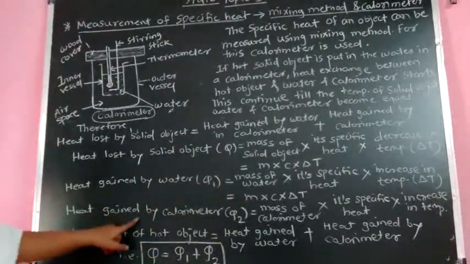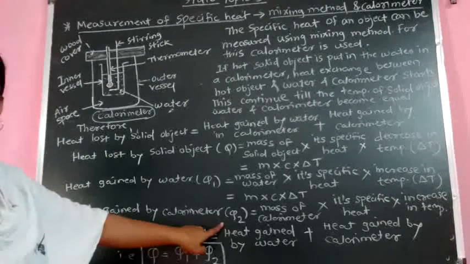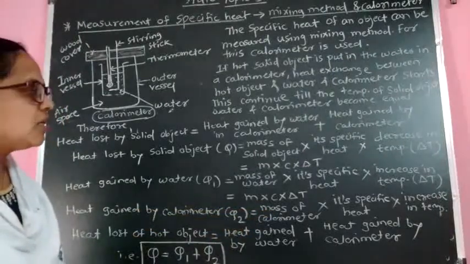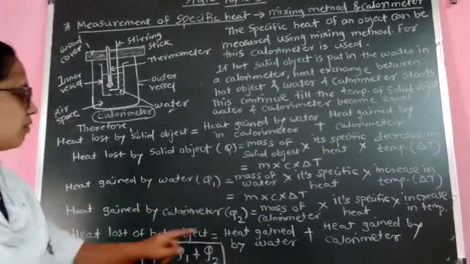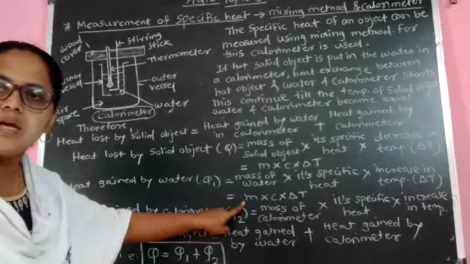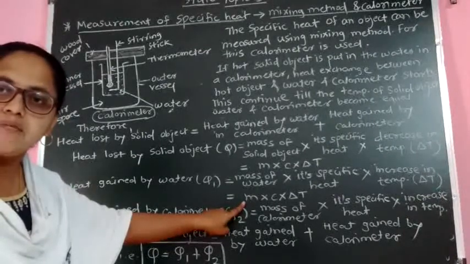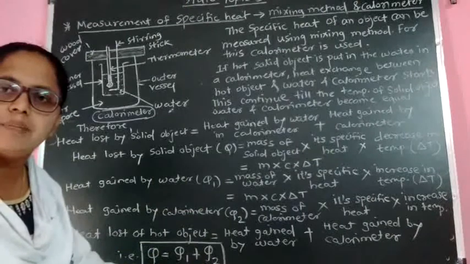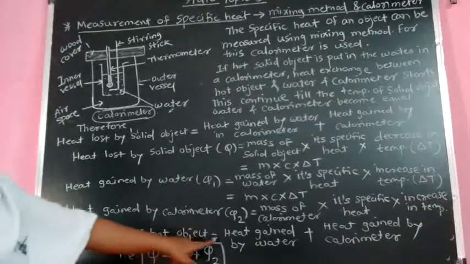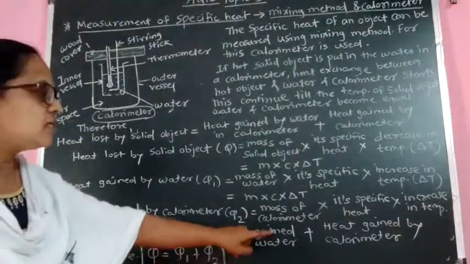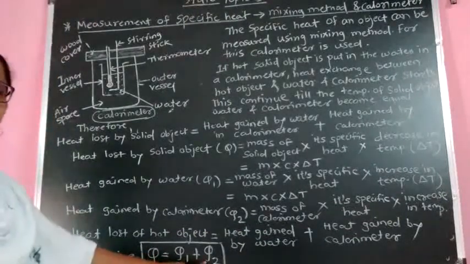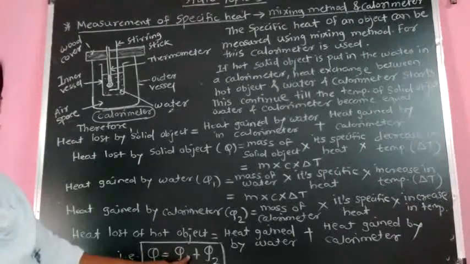Now next, heat gain by calorimeter is represented by Q2, capital Q2 is equal to mass of calorimeter into its specific heat into increase in temperature. So you will get here the same equation, M into C into delta T. Here M is the mass of calorimeter, C is specific heat capacity of calorimeter, and delta T is rise in temperature of calorimeter. So finally, heat lost by hot object is equal to heat gain by water plus heat gain by calorimeter. That is, capital Q is equal to Q1 plus Q2.